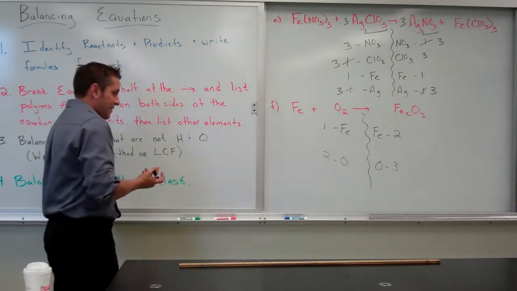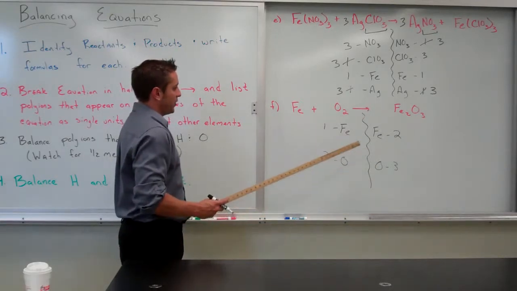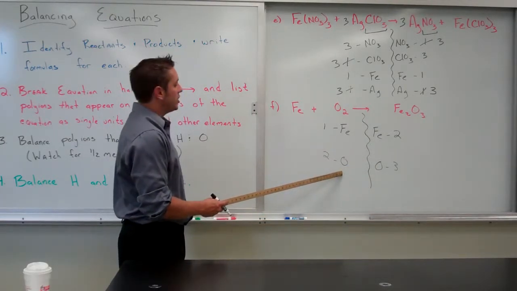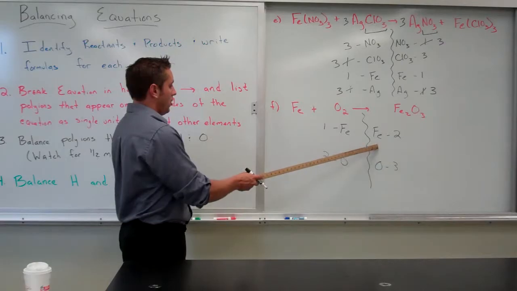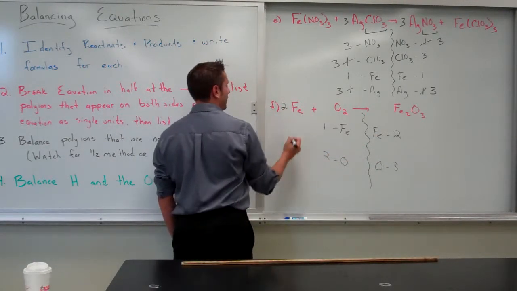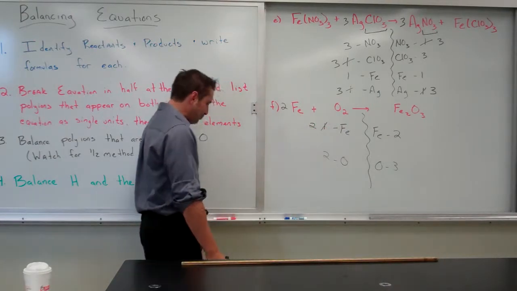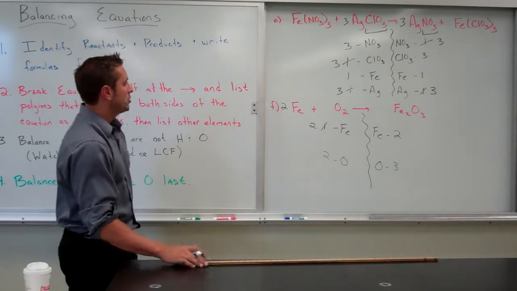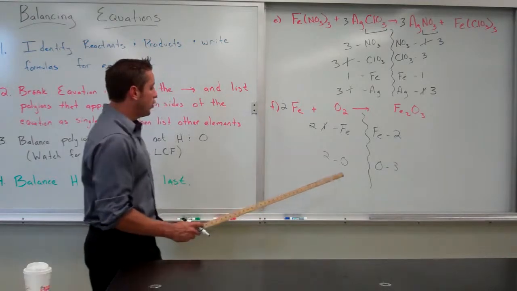So it looks like Fe is the first thing we have to balance because we save O and H for last. 2 Fe's on the right. How can I get there to be 2 on the left? I put a coefficient of 2 here. And now to the O's. 3 O's on the right, 2 on the left.